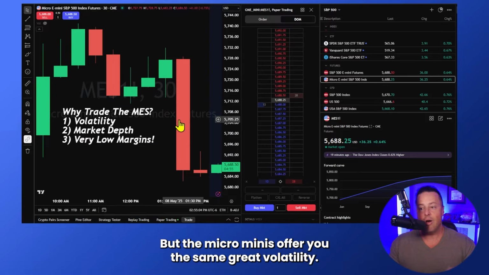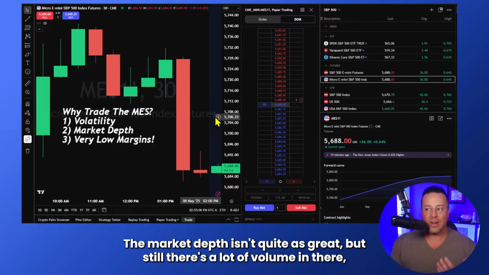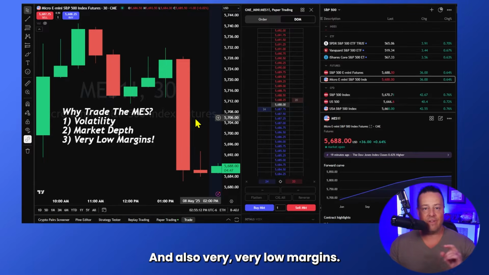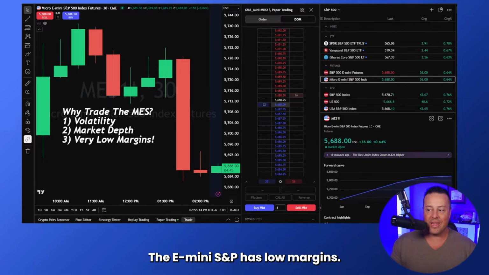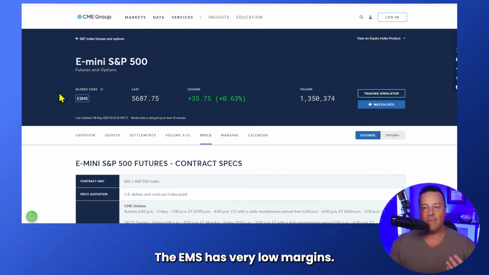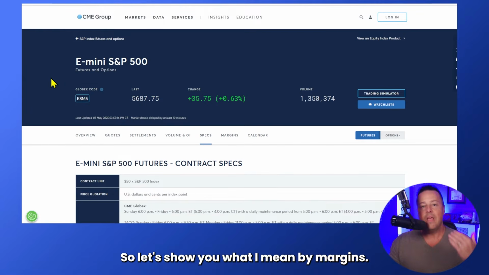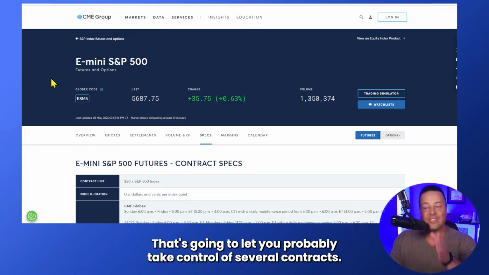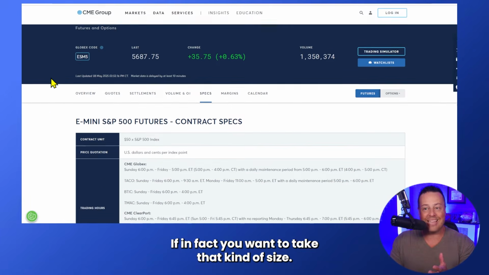The micro E-minis offer you the same great volatility. The market depth isn't quite as great, but still there's a lot of volume in there, and you're not going to have to contend with the spread, and also very, very low margins. The E-mini S&P has low margins. The MES has very low margins. So let's show you what I mean by margins. Now, $500 intraday margins, very low. That's going to let you probably take control of several contracts if in fact you want to take that kind of size.